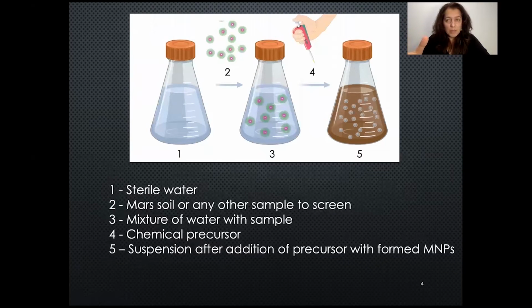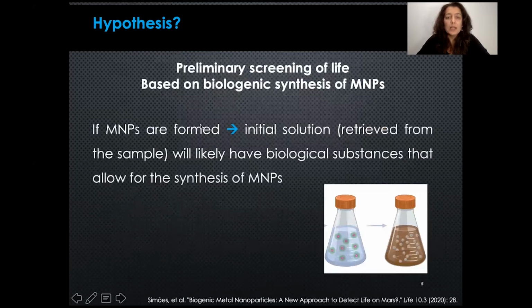If we consider the same method, but instead of using a biological substance, a biogenic biomass, the fungal biomass, we use a sample, let's say soil from Mars, and if we mix the soil into sterile water and then add to this mixture a chemical precursor, if we do have formation of metallic nanoparticles, then we can assume that the initial solution, which in this case would be the soil from Mars, will likely have biological substances that allow for the synthesis of the metallic nanoparticles.